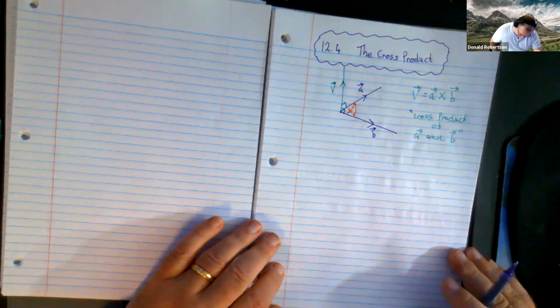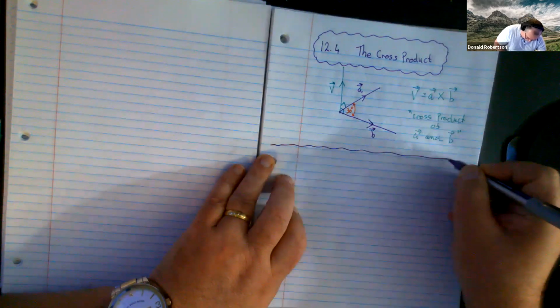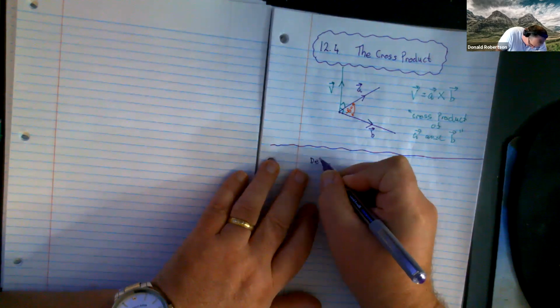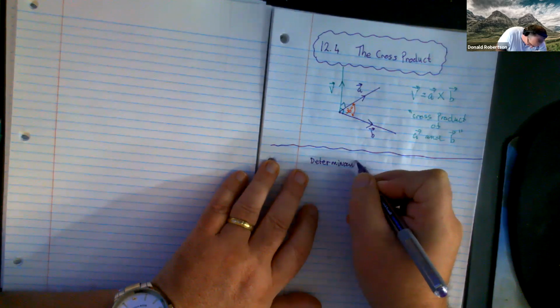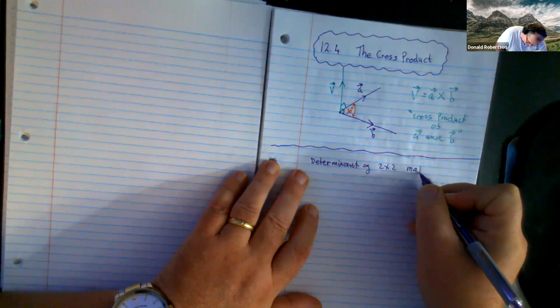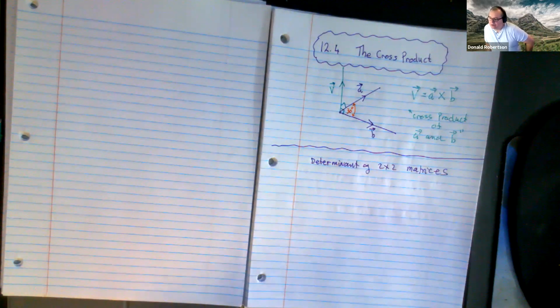Now, before we do that, I'm going to have to do a little skill building exercise. And we're going to find the determinant of 2 by 2 matrices. Has anybody seen 2 by 2 matrices before and heard the term determinant? Have some of you seen that?